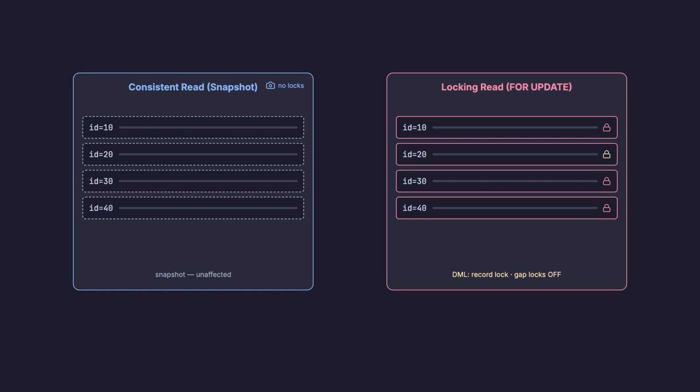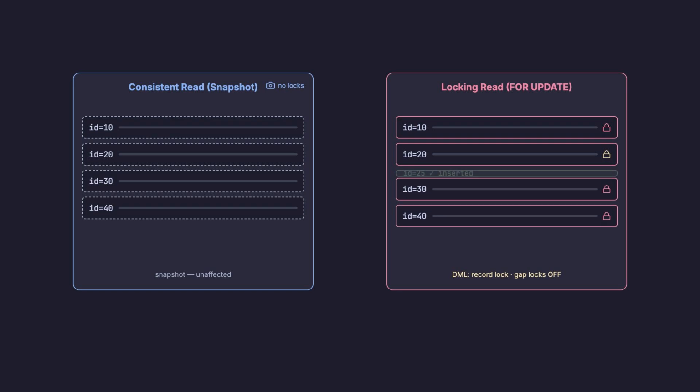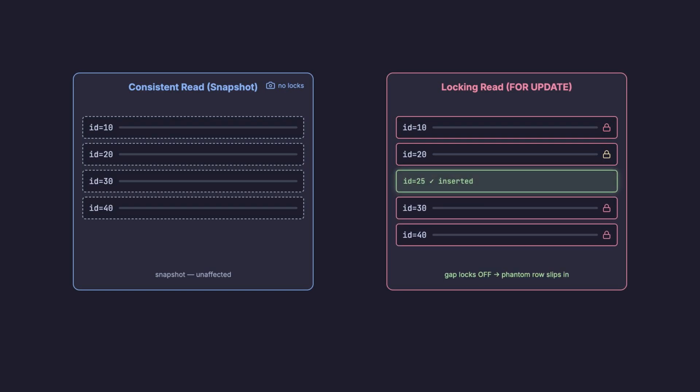Under read uncommitted and read committed, plain selects use consistent reads, a snapshot that does not lock anything. DML statements still set record locks, but gap locks are disabled. That means no phantom protection, but also way less blocking.